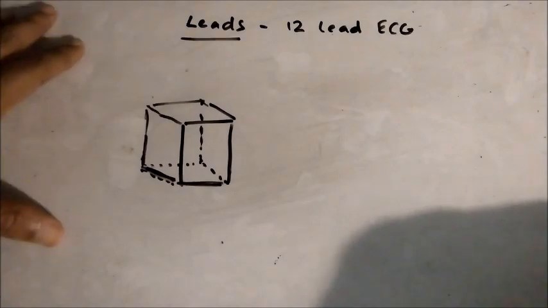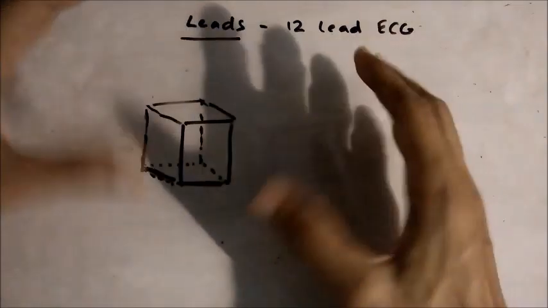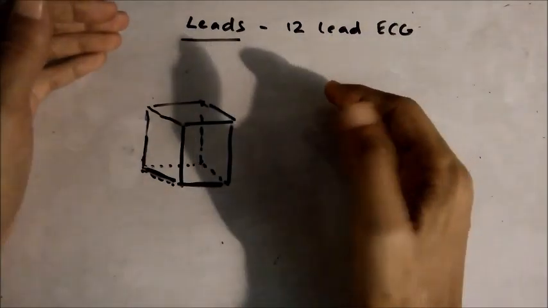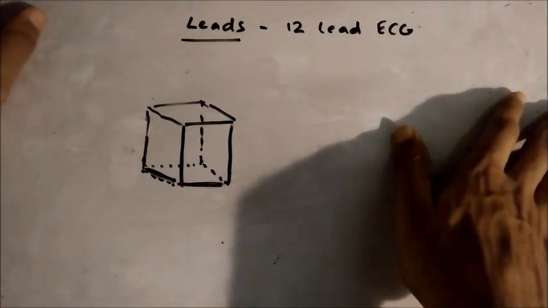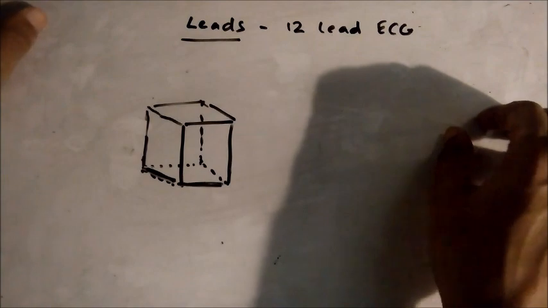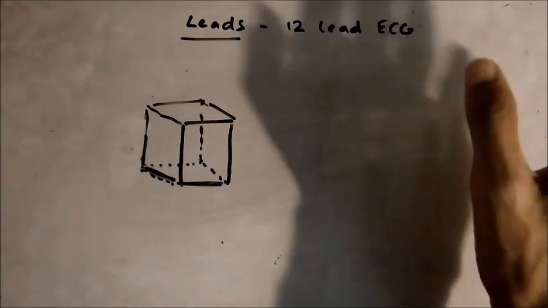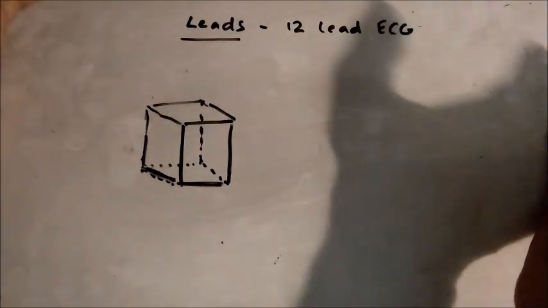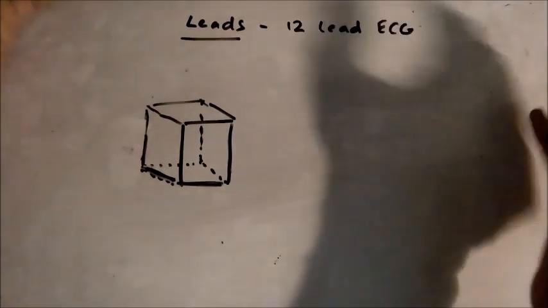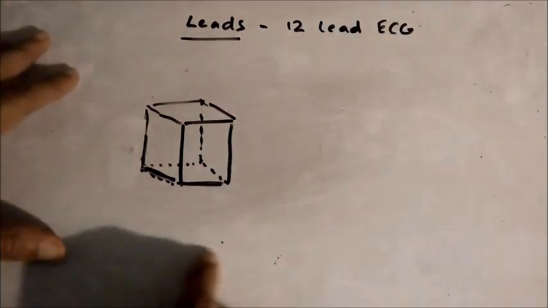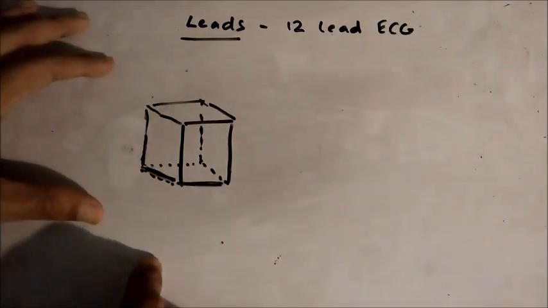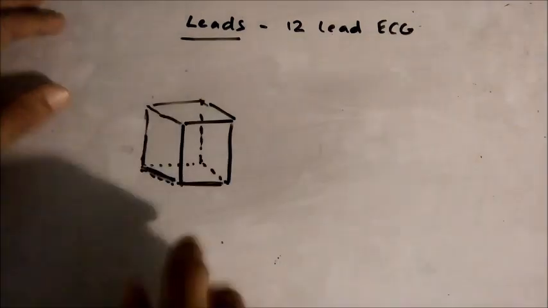So similarly, we like to look at the heart from different angles. We like to look at the electrical activity of the heart from different angles. The heart is not a 2D structure, it's a 3D structure, right? And it's a 3D structure with different sides. And so perhaps one comparison of the heart could be made to this box right here.